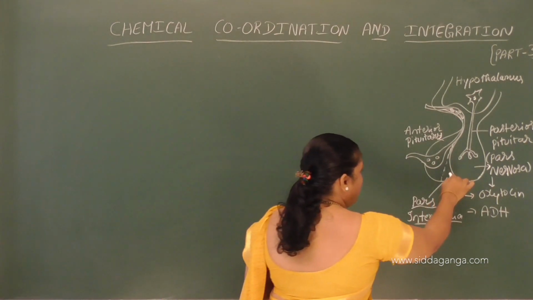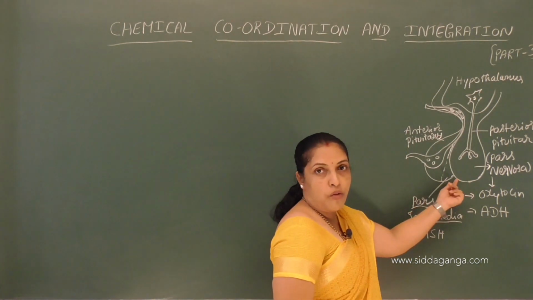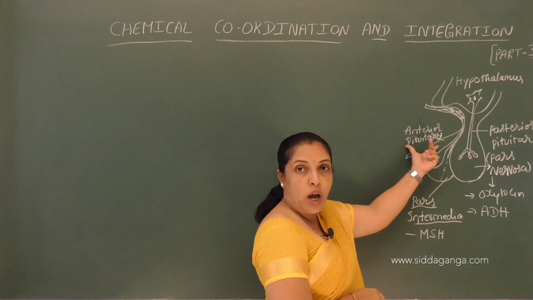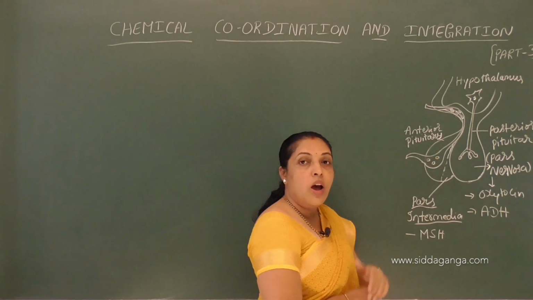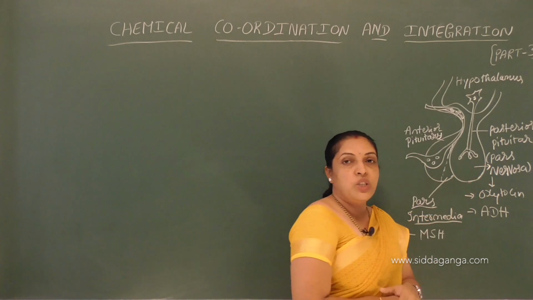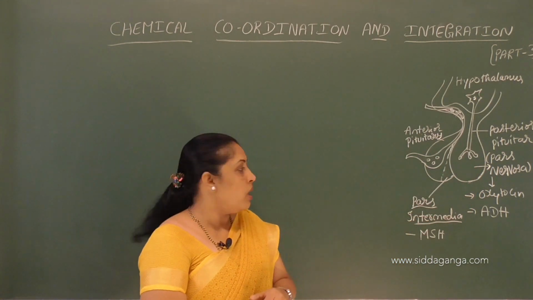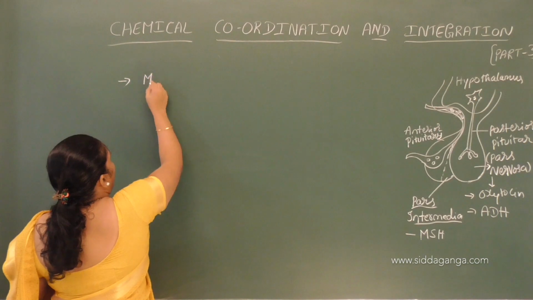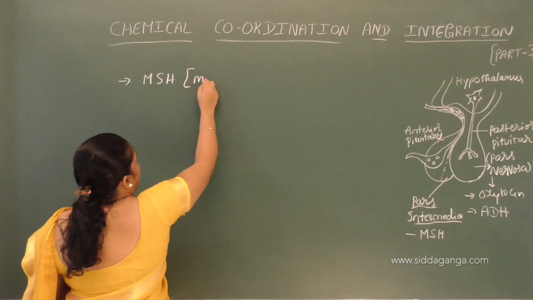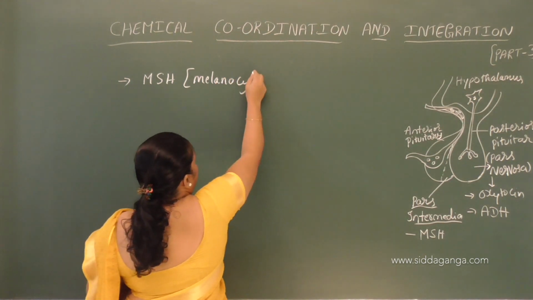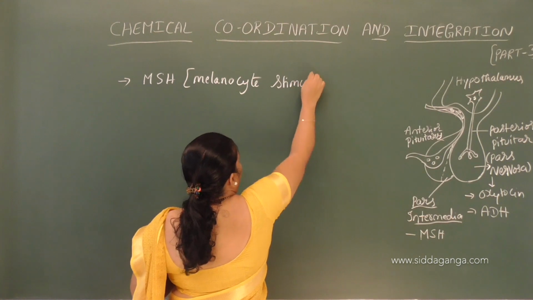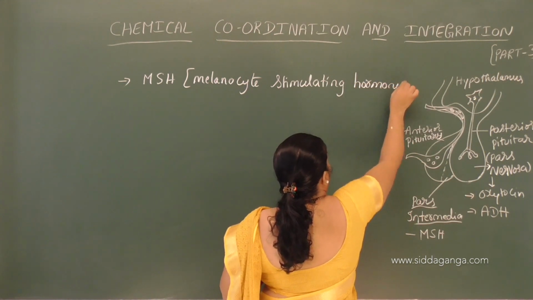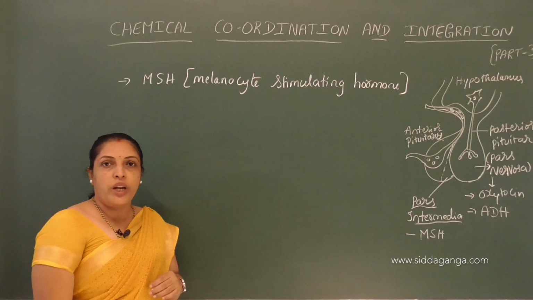The pars intermedia is the middle lobe of the pituitary. Pituitary is also called hypophysis. That is why we call this part adenohypophysis. Anterior pituitary gland is also called adenohypophysis, and posterior pituitary gland is called neurohypophysis. So the pars intermedia, or middle lobe of the pituitary gland, secretes a hormone called MSH, that is melanocyte stimulating hormone.